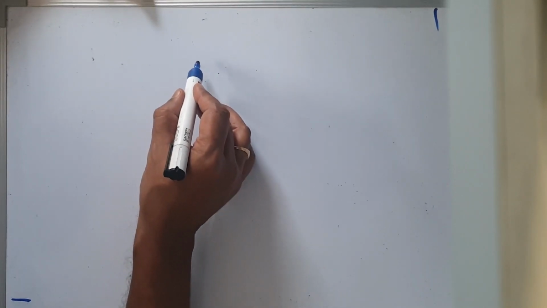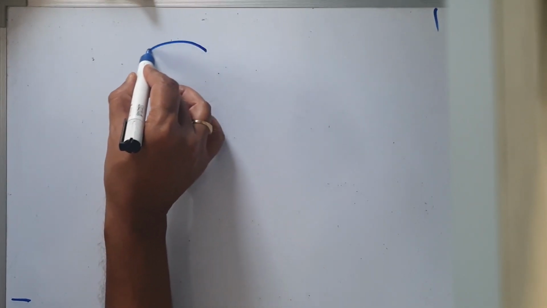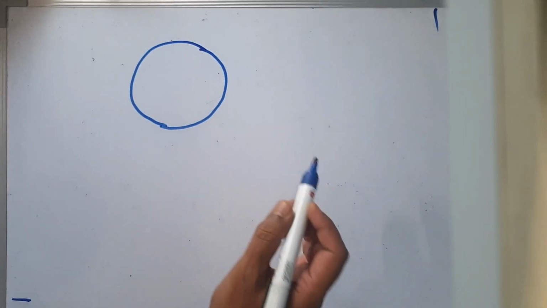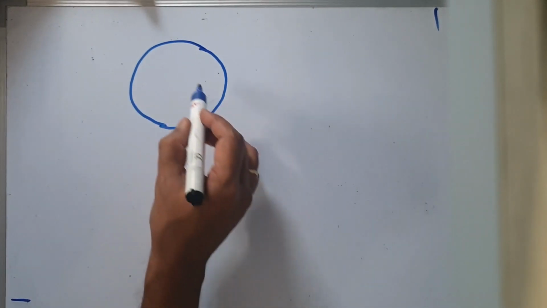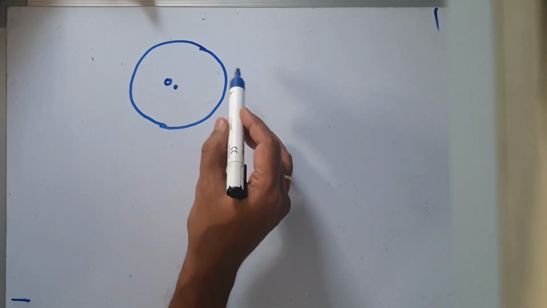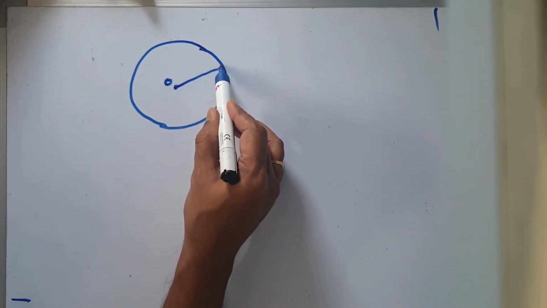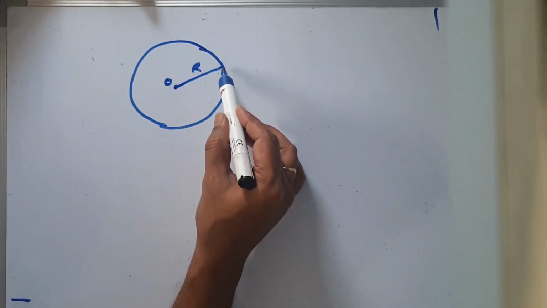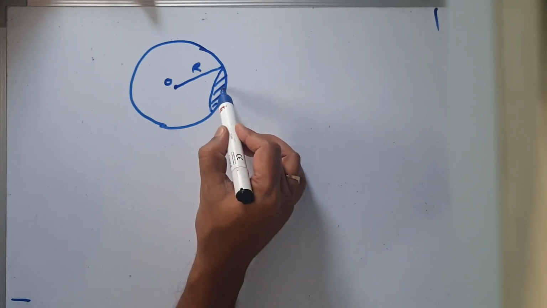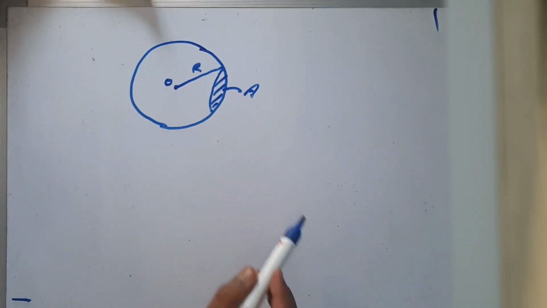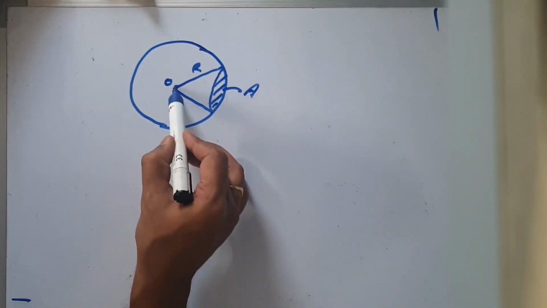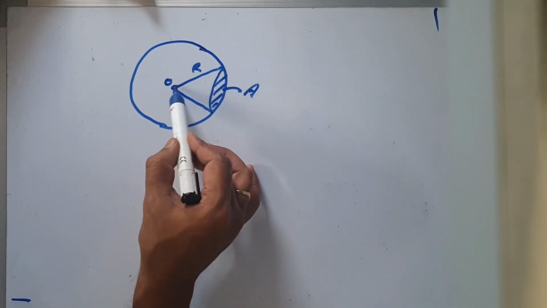Imagine a sphere, a solid sphere in 3 dimensions. This is not a plane circle, it is a solid sphere having center O. Let its radius be R. Take an area on the surface of the sphere. Let that area be A. Then you get a somewhat cone-like shape here.